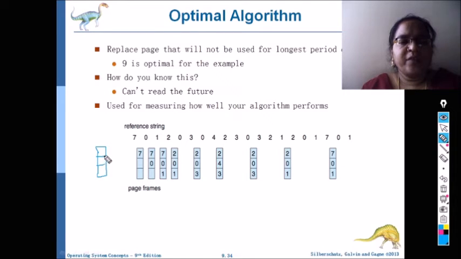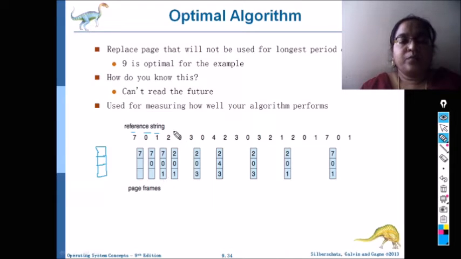With pure demand paging, there is no page in the memory. So the first reference is a page fault. Again the second reference is a page fault. Again, because 0 is not there in memory, it is a page fault. Again you are referring 1, which is not there in the memory, so it is a page fault. You are bringing that 1 from the hard disk to the main memory, so you have 7, 0 and 1.